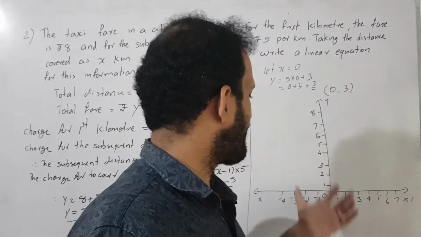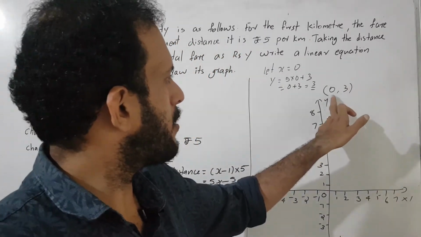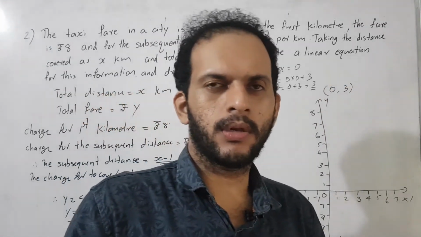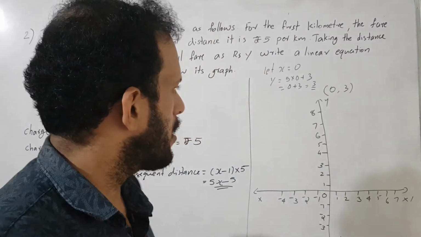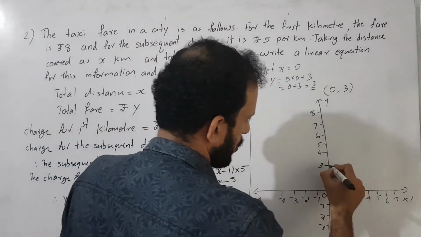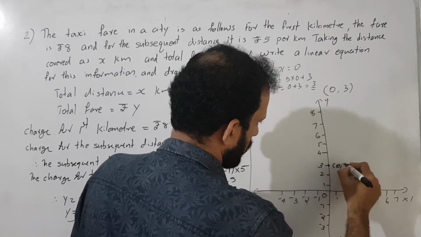Complete, we draw the x and y axis, then after we need to mark the points. The first point is 0, 3, correct? 0, 3 means x coordinate is 0 and y coordinate is 3. So the point is here, 0, 3.